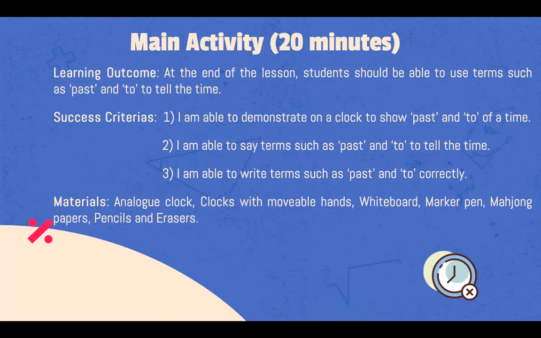And the success criteria are, firstly, I am able to demonstrate on a clock to show past and to of the time. Secondly, I am able to say terms such as past and to tell the time. Thirdly, I am able to write terms such as past and to correctly. The materials which will be used for this activity are an analog clock, clocks with movable hands, whiteboard, marker pen, mahjong papers, pencils, and erasers.